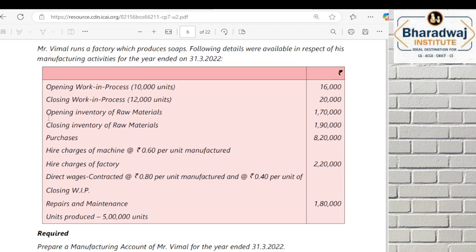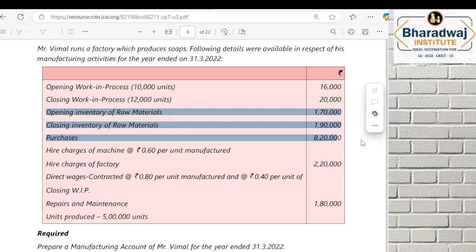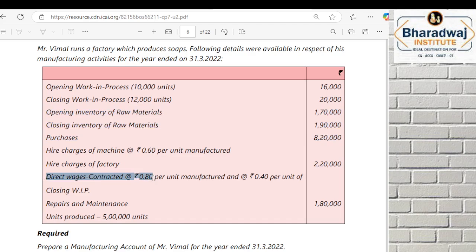So please maintain the order. Opening stock of raw material plus purchases minus closing stock will come as which one? Raw material consumed. You must write that first. Then you write direct wages. How much direct wages will come? 5 lakh into 0.8 plus 12,000 into 0.4, which is 4 lakh 4,800. Then there are no direct expenses given.